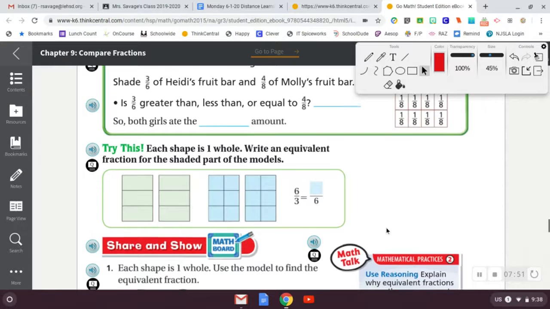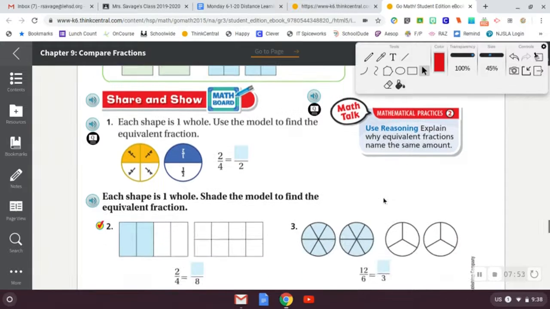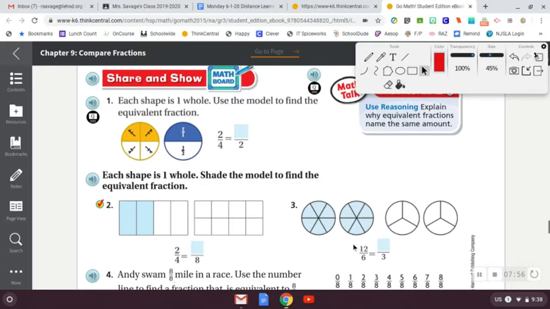Okay? So your lesson today is very similar to that problem that we just did. You might have the shapes be different shapes. Here they're circles. Always look at the denominator. If the numerator is bigger, it's a fraction greater than 1. And you're just basically, make sure you're reading the directions. Each shape is one whole. Shade the model. So if this much is shaded in this model, you're going to shade this much in this model. And then find out how many pieces there are. All right? And they give you part of the fraction.